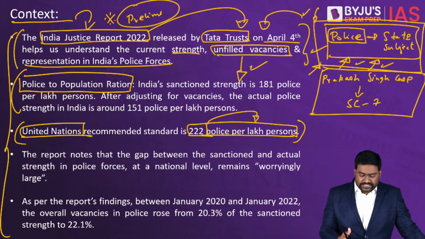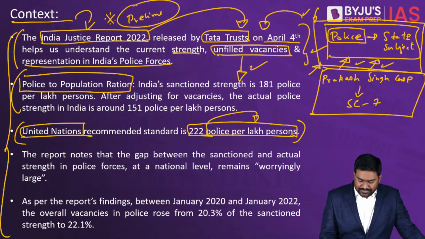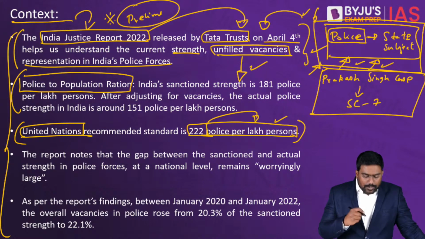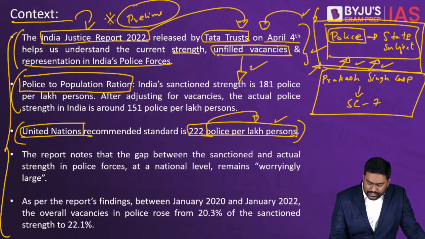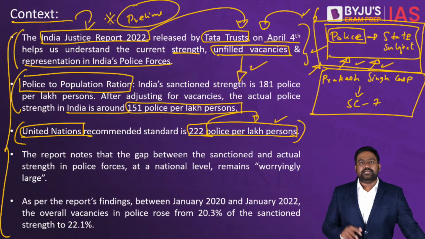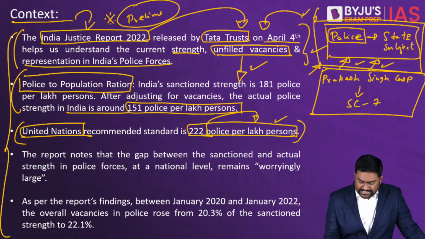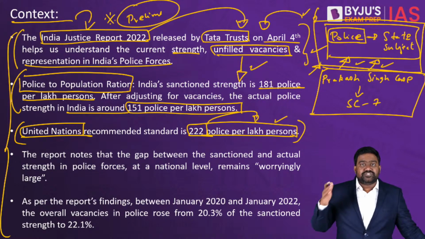In developed countries, the ratio is much more than this. They will have 250, 280 police officers per 1 lakh population. But can you guess what is the police to population ratio in India? It is extremely low. It is as low as around 151 policemen. That's the approximate figure according to 2020 data. The sanctioned strength for India's forces is 181 police personnel for 1 lakh population. That is the approved strength.